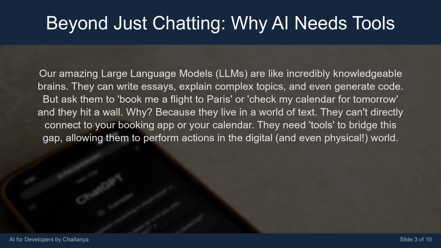Our amazing large language models, LLMs, are like incredibly knowledgeable brains. They can write essays, explain complex topics, and even generate code. But ask them to book me a flight to Paris or check my calendar for tomorrow, and they hit a wall. Why? Because they live in a world of text. They can't directly connect to your booking app or your calendar. They need tools to bridge this gap, allowing them to perform actions in the digital and even physical world.